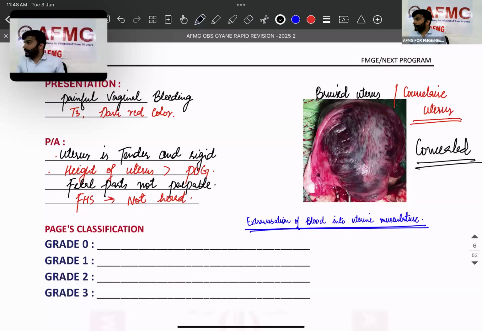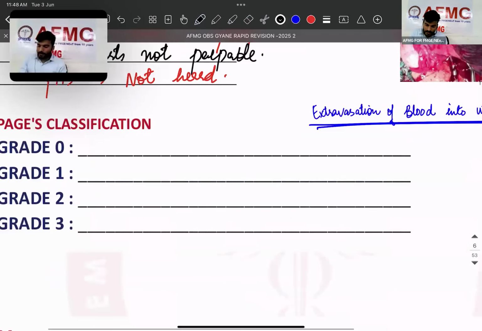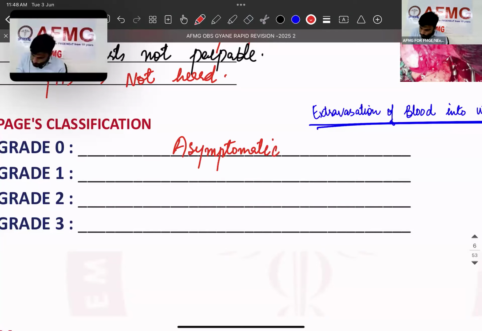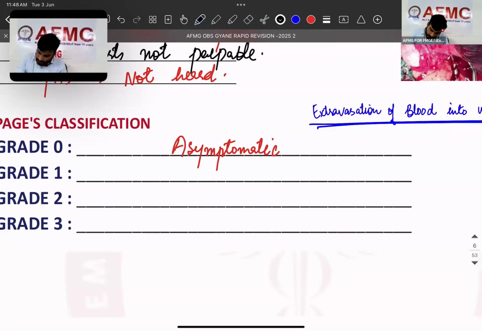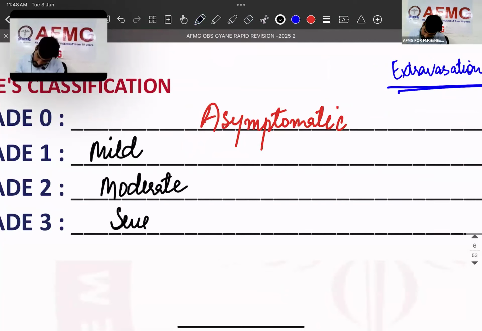Clear? Yes? After that, what is the classification? Page classification. So write down, in grade 0 as per the Page classification, it is asymptomatic. Very good. In grade 0, write down in the chat box as well, guys. In grade 0, it is asymptomatic. Followed by that, it's mild, moderate, severe. Write. Sir, it's mild, it's moderate, and it's severe.